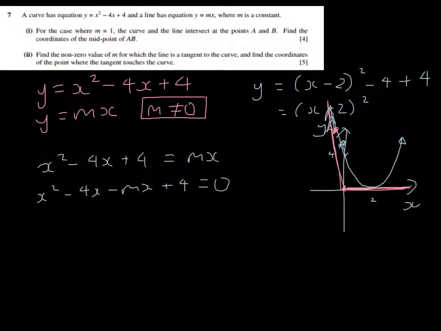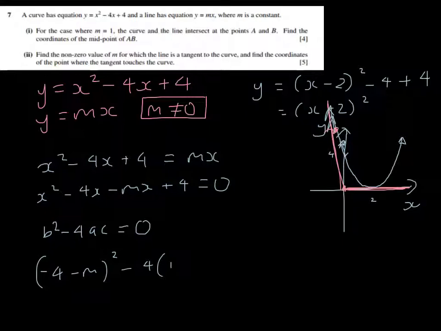So what we could do is use the discriminant. We know that b squared minus 4ac, if we're only after one solution, is supposed to equal 0. If we go back up and look for our b value, we're going to be careful: our b value here is negative 4 minus m. If you imagine taking x out as a common factor, you'd have negative 4, negative m. That gets squared, then 4 lots of a, which is 1, and 4, and that's supposed to equal 0.